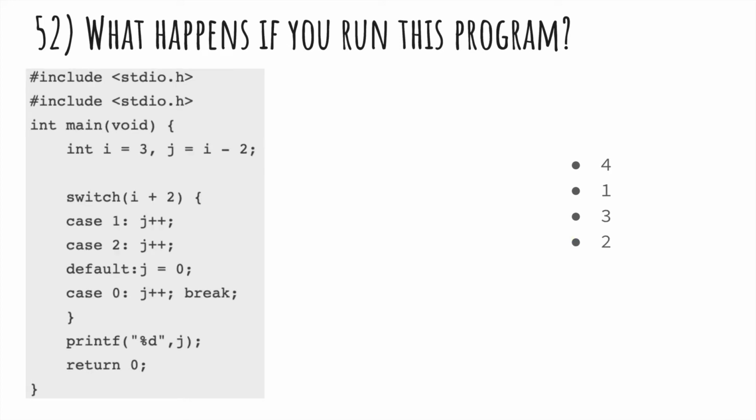How about this program? Same setup as before. However, I is 3, so this time you'll default j equal to 0, then you'll fall into case 0, so you'll add 1 to j and then break. So your answer is 1.